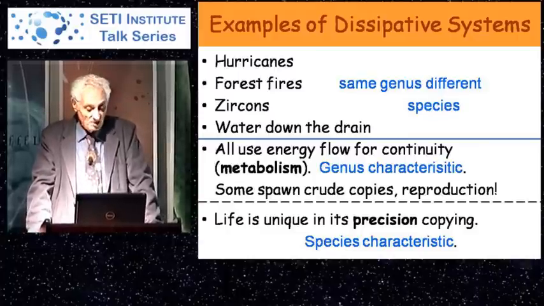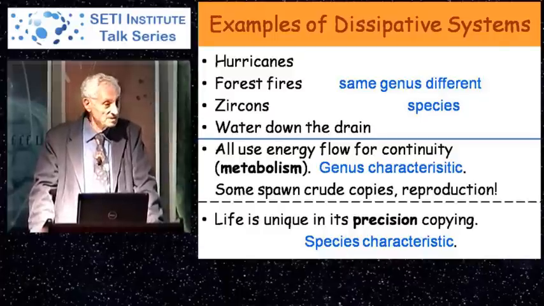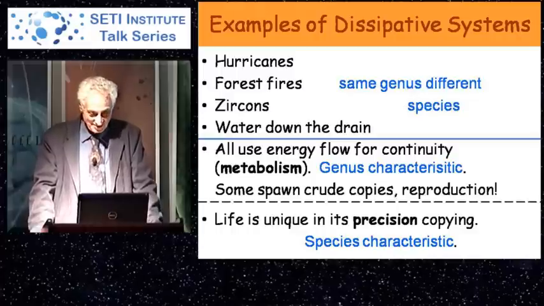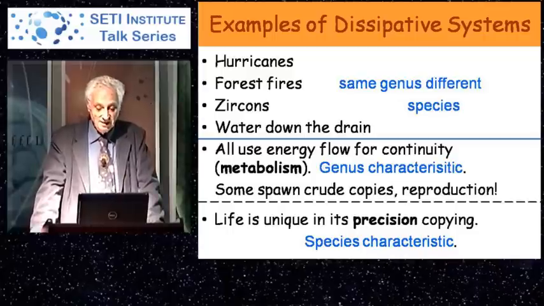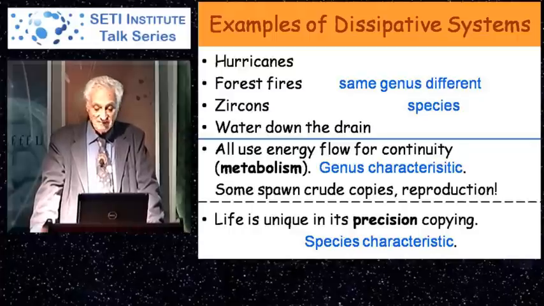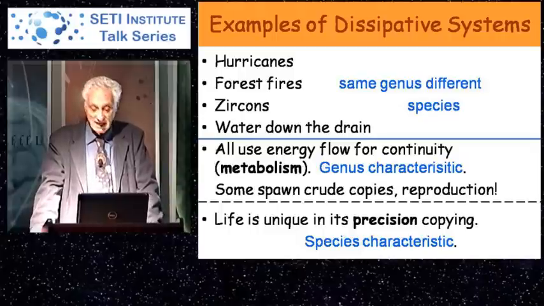Well, we find hurricanes, forest fires, zircons, and that wonderful swirling motion as water goes down the drain. These are all the same generic form. They're different, special aspects. All of them use energy flow for the continuity, and that in life is called metabolism. Some spawn crude copies. They even have reproduction. Hurricanes can spawn smaller hurricanes. Forest fires can easily start additional forest fires.